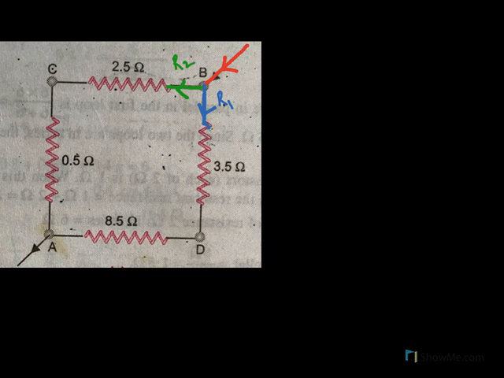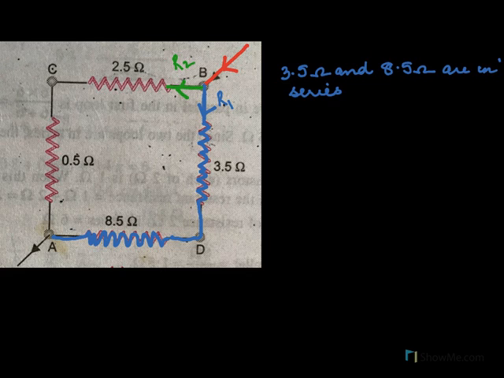Now this current flows right through 3.5, it will flow through this, then it will flow to 8.5 and at this point. So I can say that 3.5 ohms and 8.5 ohms are in series because it is the same current that is flowing through all. So my R1 will be equal to 3.5 plus 8.5, and your R1 will be equal to 12 ohms.